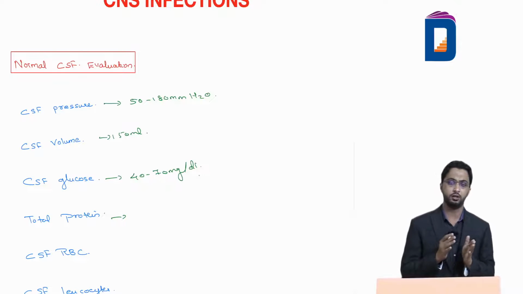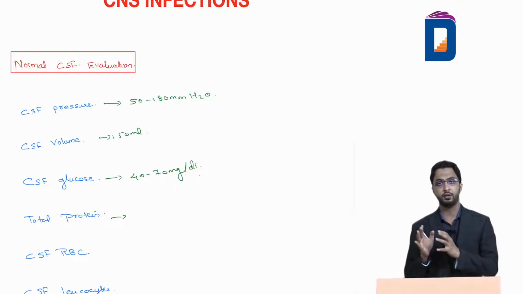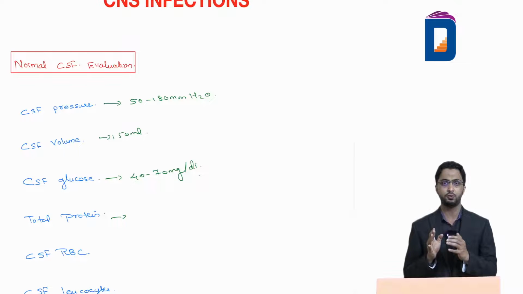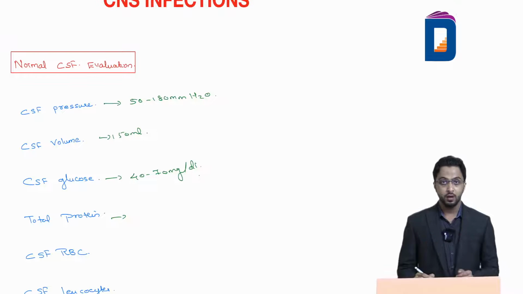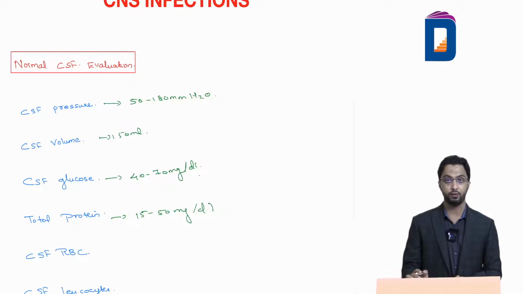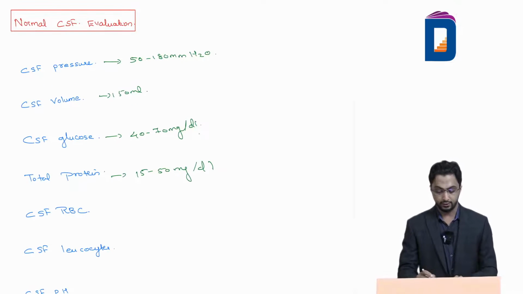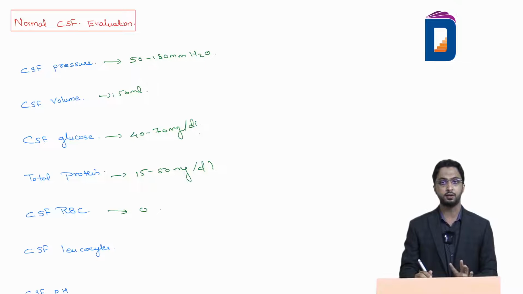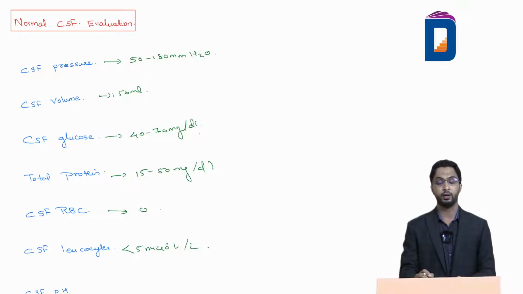It can increase, decrease, or remain normal in various CNS infections. In fact, it doesn't increase, it usually decreases or remains normal in various CNS infections. Now total protein is 15 to 50 milligram per deciliter. So it's easy, 15 and 50 are related, isn't it? Now, is there RBC in CSF? No, there is no RBC in CSF. But are there WBCs, leukocytes? Yes, a little bit, less than 5 per microliter.